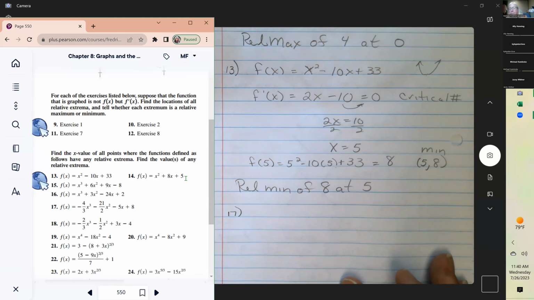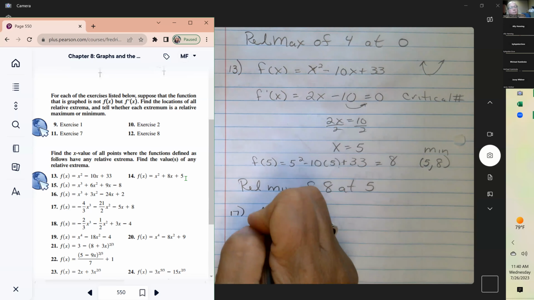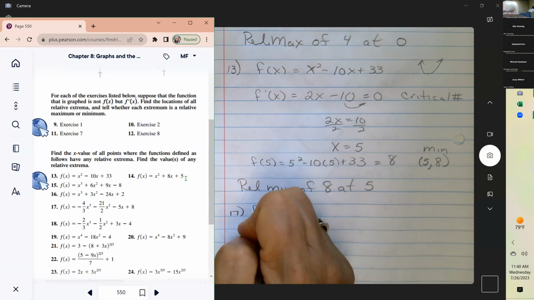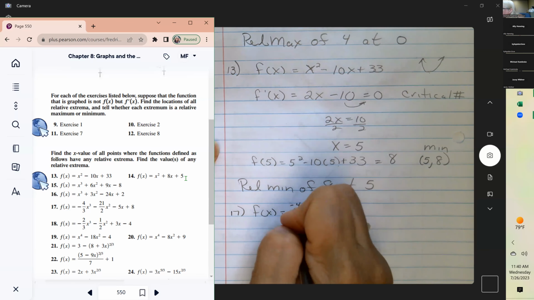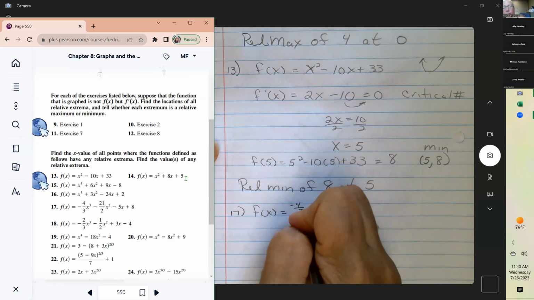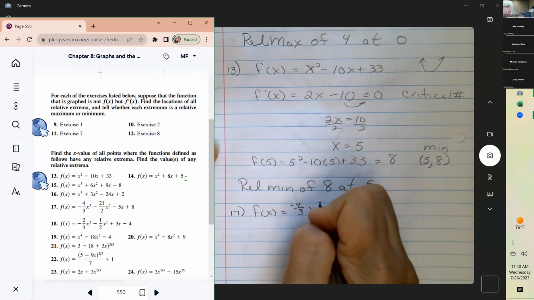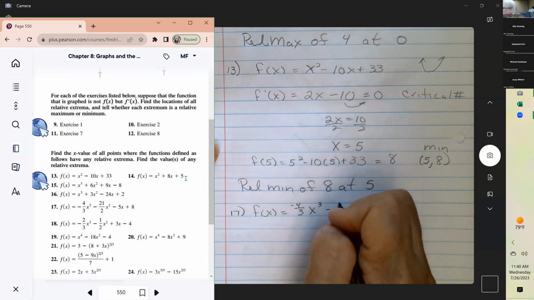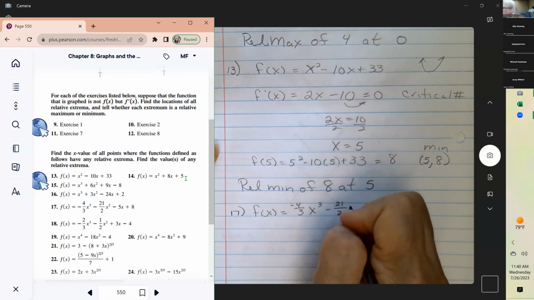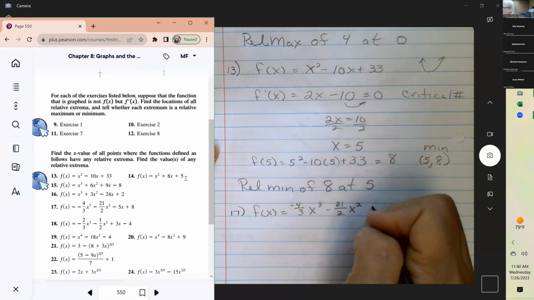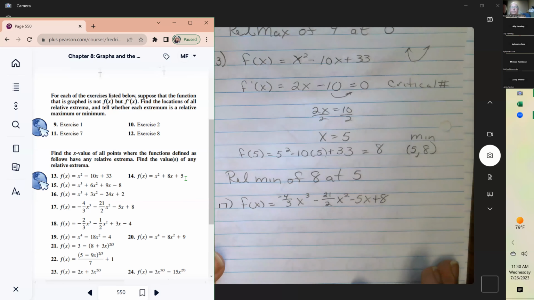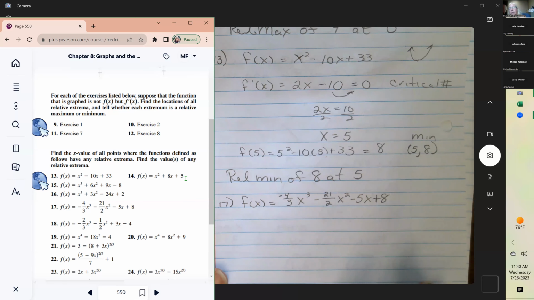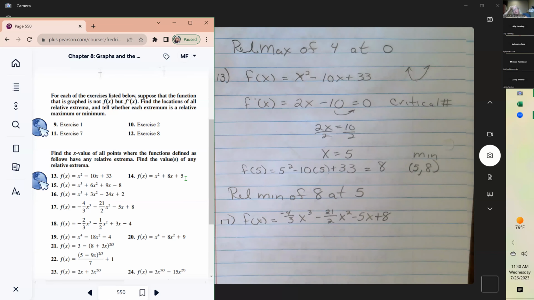Now let's try 17. Now it looks bad, but when you take the derivative, it comes out nice. This is a cubic graph. Well, let's find the points first, and then I'll show you.